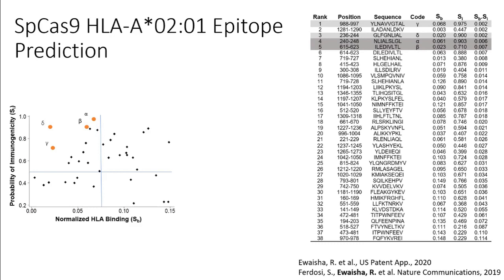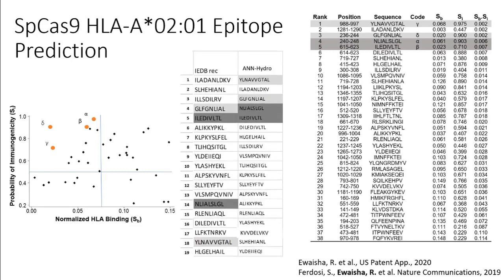They would have both high MHC binding, which is a low SB score, and more hydrophobicity, which is a high SI score. Now, these ones that were designated alpha, beta, gamma, and delta were the ones that we showed experimentally to be immunodominant and subdominant, as I will show in the next few slides. So here are the top 38 peptides of SP-Cas9 as predicted by our model, ANN Hydro, and these 4 peptides were in the top 5 of all predicted epitopes.